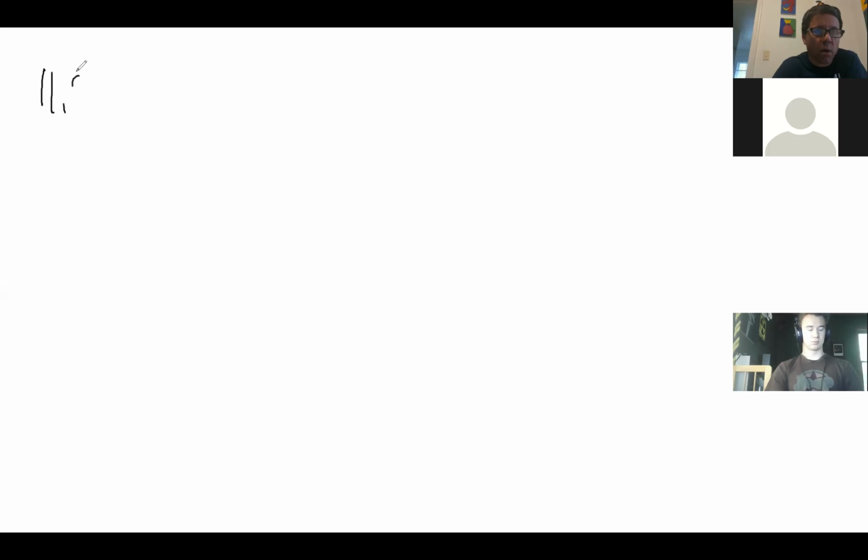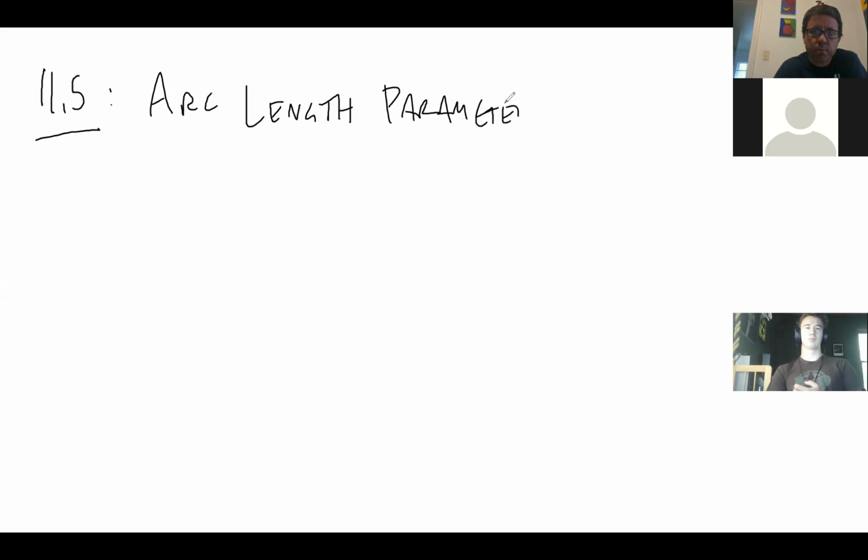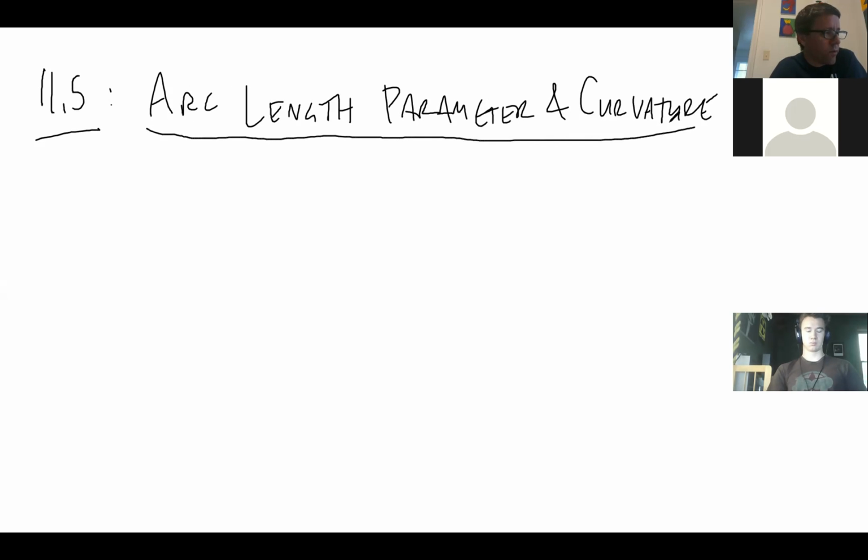Okay, so this is on 11.5, and it's on what's called the arc length parameter. And then we introduce something called curvature. For today, let's get our brains back into it here.